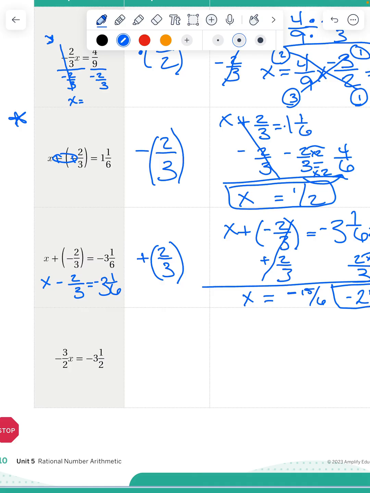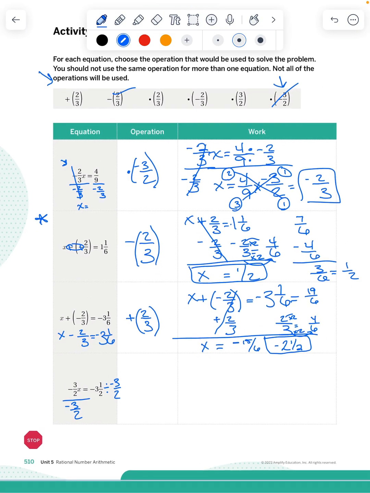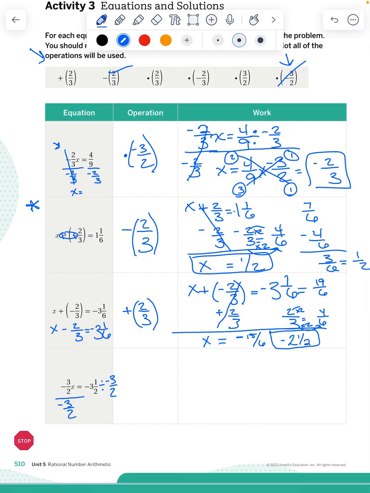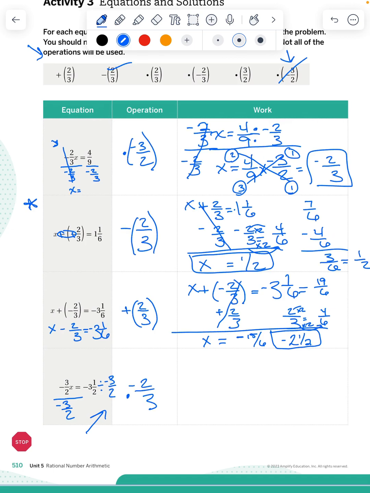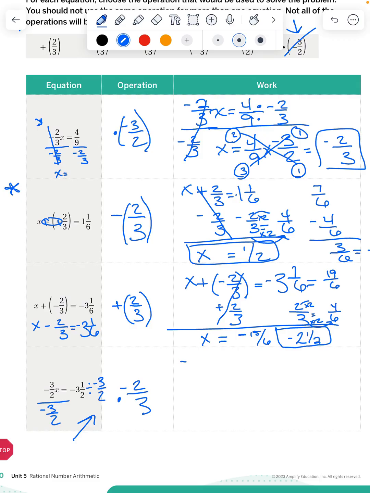Let's look at that bottom one. I've got -3/2 times something. The inverse is to divide by -3/2 on both sides. And again, there's no division up there. When you divide by a negative 3/2, that's the same thing as multiplying by a negative 2/3 when you keep, switch, flip. So I'm going to multiply by a negative 2/3.